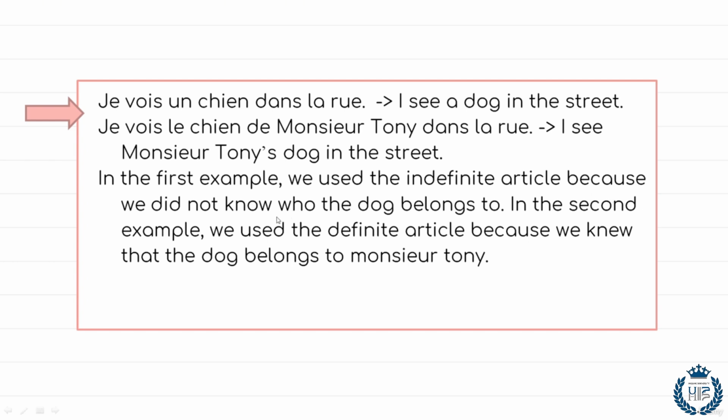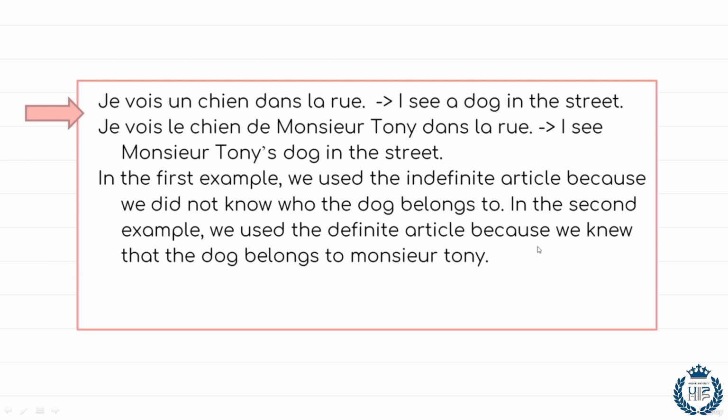It's just a dog. But in the second example, when we say je vois le chien de Monsieur Tony dans les rues, we say I see Monsieur Tony's dog in the street. We use this definite article, le chien, because we know that the dog belongs to Monsieur Tony. So it is specified, so it is defined in this case. So that is the difference between article indéfini and article défini.